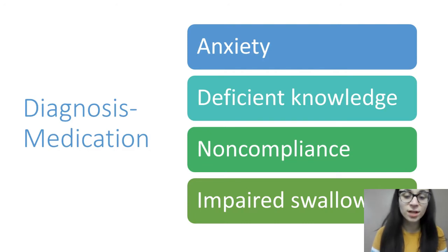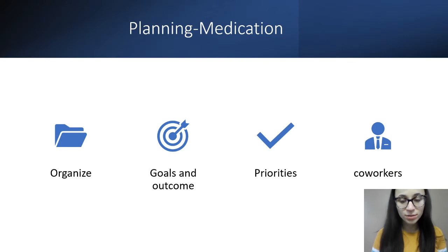Next we go on to diagnosis related to medications. So these are some common nursing diagnoses that you could pick related to medication use. Anxiety, deficient knowledge, so they don't know about the medication or how to administer it. Non-compliance, for instance, if they don't want to take their medication. And impaired swallowing, which is very important to know because you don't want to give someone something oral if they're not able to swallow it.